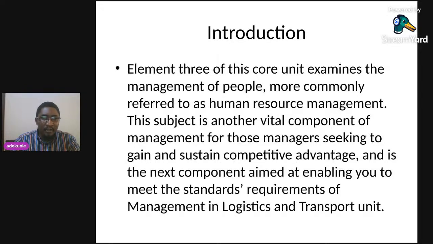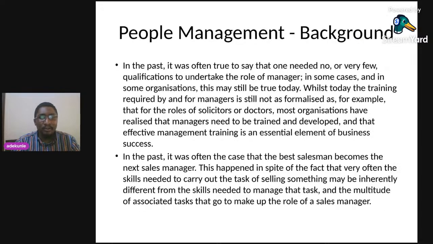So this course is more commonly referred to as human resource management, and it's also a very vital component of any form of management. Whether you're a manager or not, it is very important that you understand what the course is generally. Of course, let's look at people management as a matter of introduction.